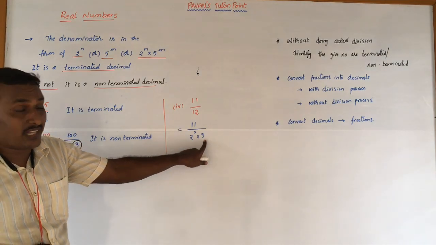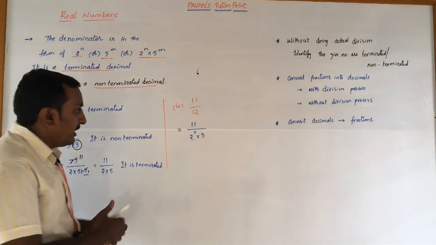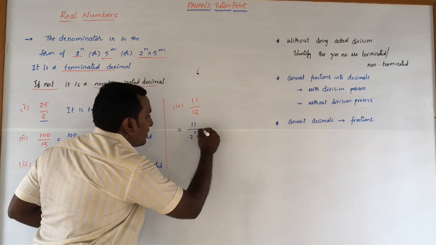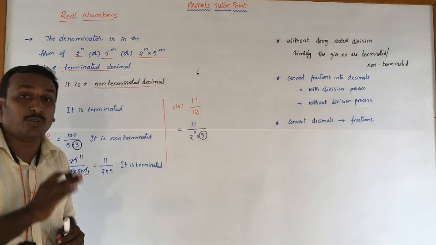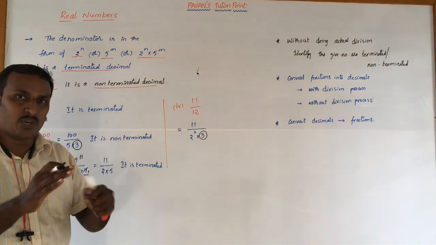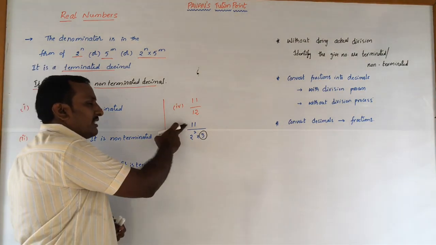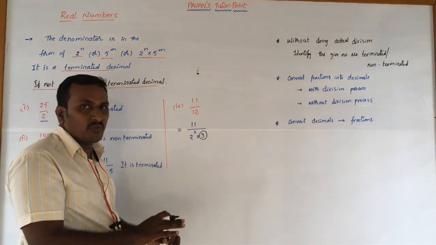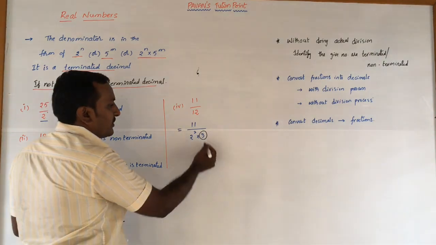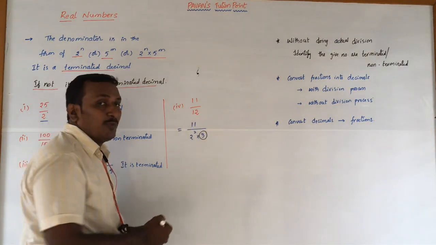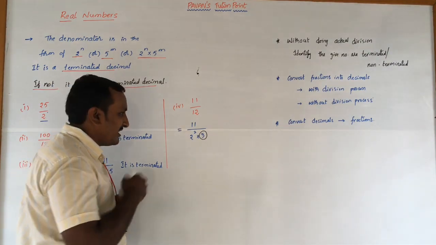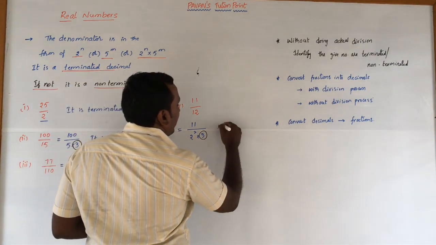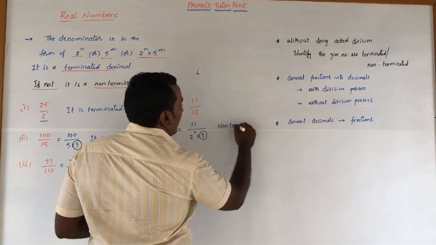Other than 2 we have another number, that is 3. Now what you have to observe is cancellation. Is there any possibility of cancellation between numerator and denominator? Here 11 is a prime number, so no cancellations are possible. And 3 additionally we have, so whatever you guessed is right. Non-terminated.